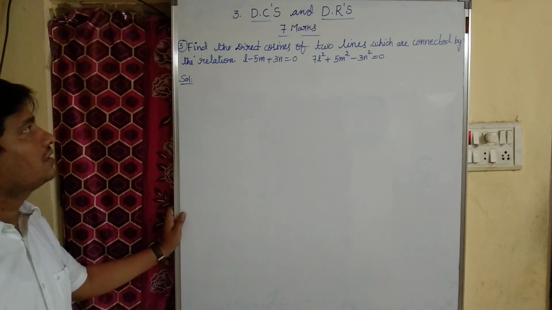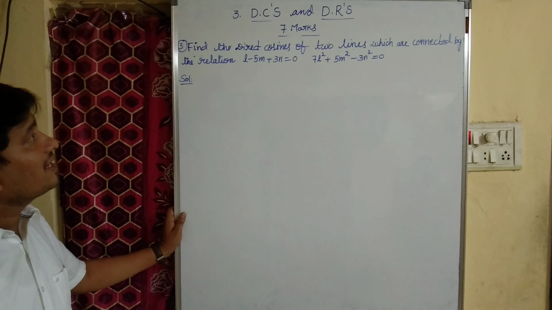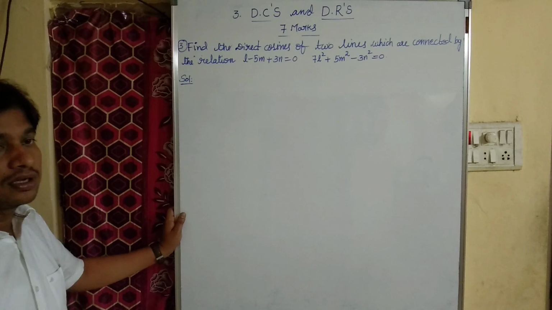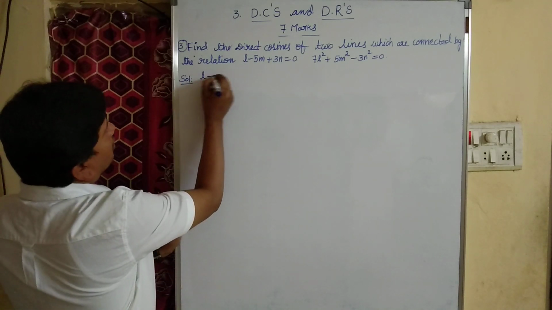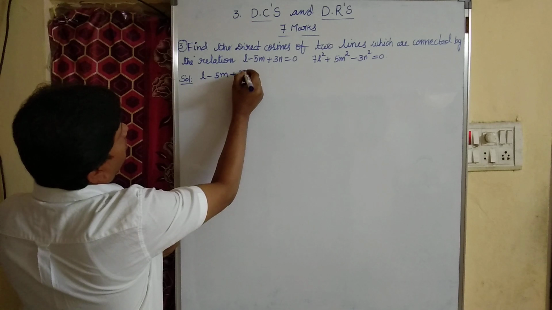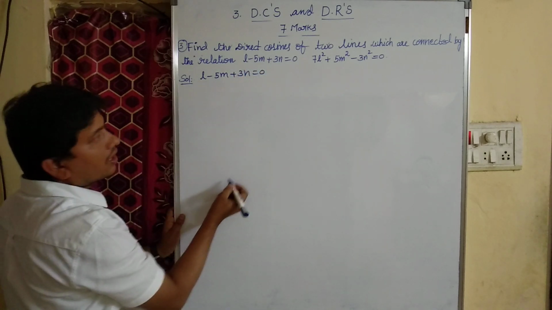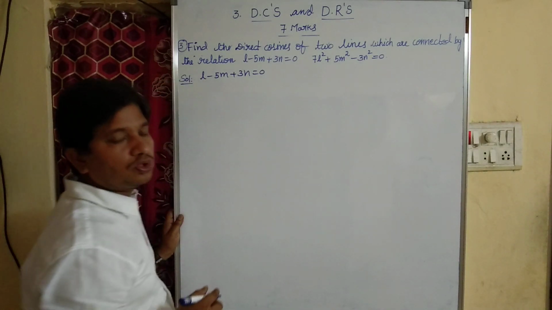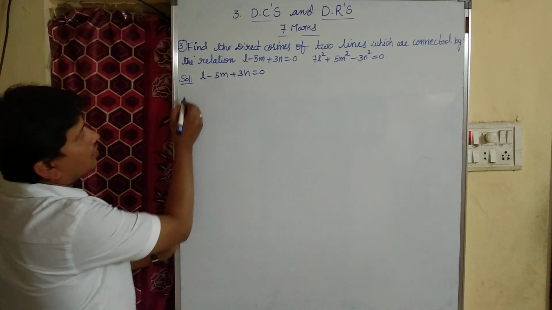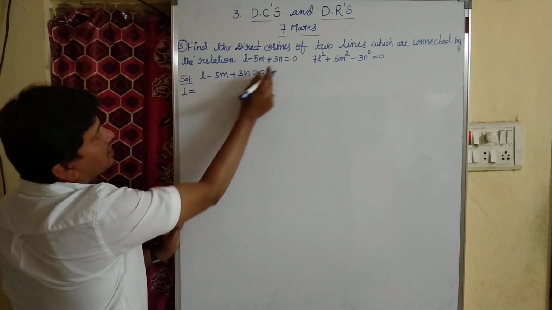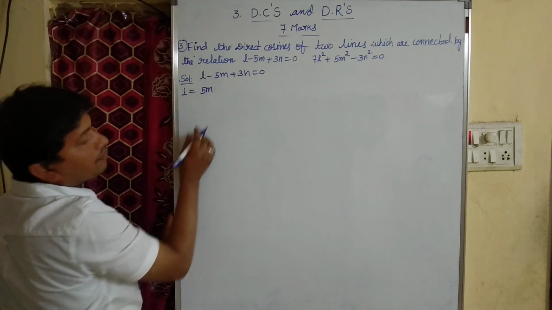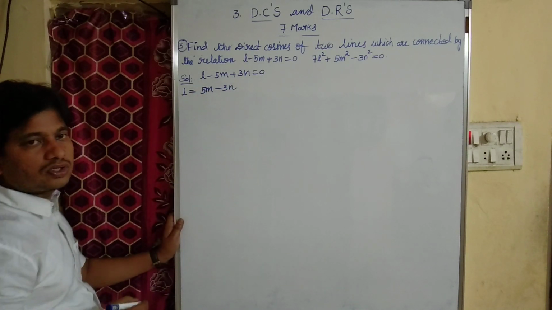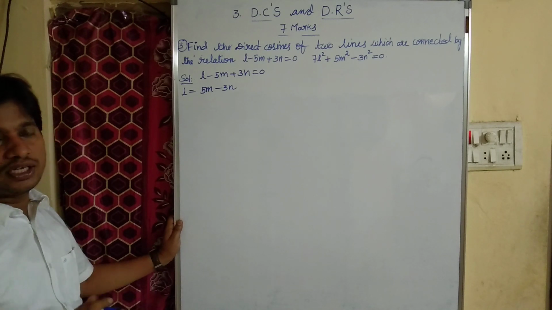Now coming to the third question, they are asking to find the direction cosines of two lines which are connected by the relation l minus 5m plus 3n equal to 0, and the second one is 7l square plus 5m square minus 3n square equal to 0. So children, what you do, l you put as it is, minus 5m if you transpose, this will become plus 5m, plus 3n if you transpose, it will become minus 3n. So l equal to 5m minus 3n.